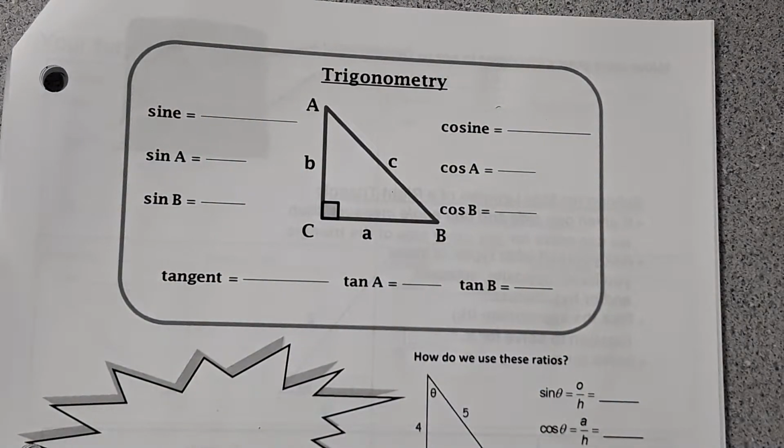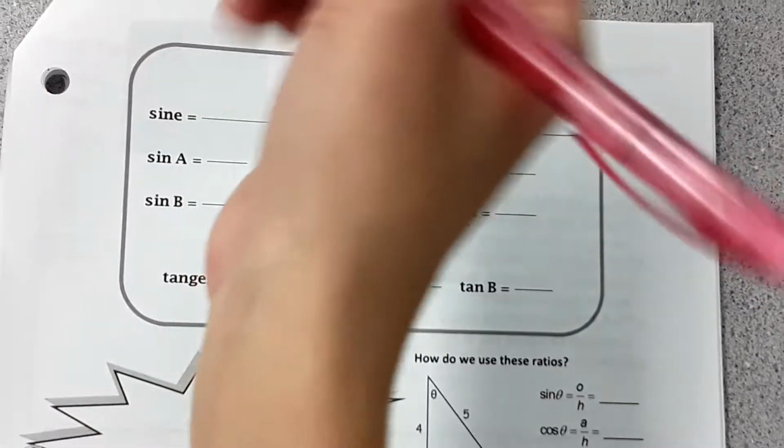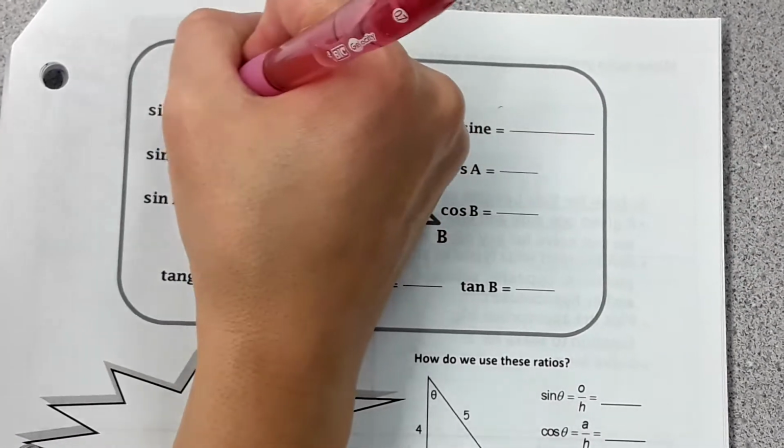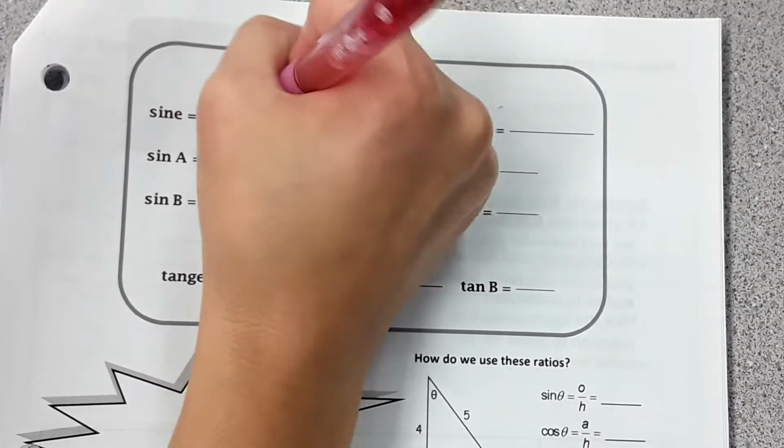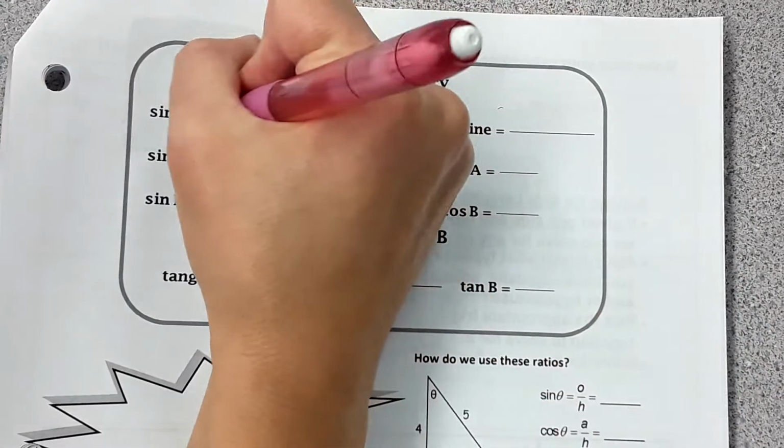If it doesn't, then get one by Friday, or you can buy one of these for $2. So, sine, what is that? It's opposite over hypotenuse.